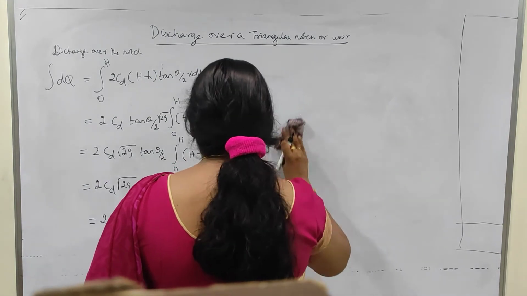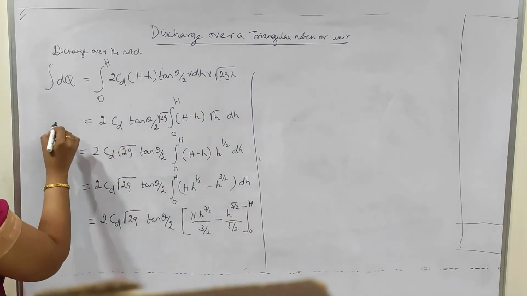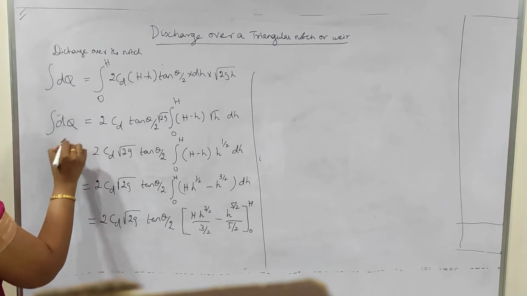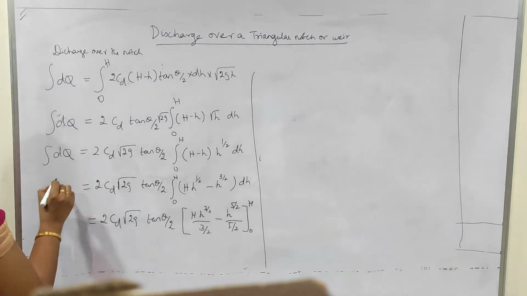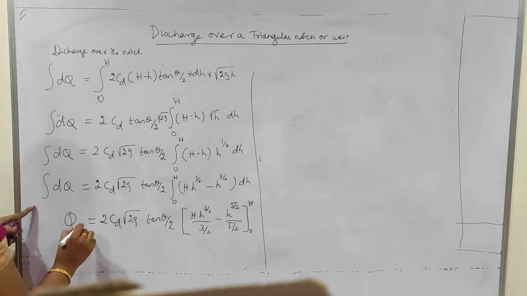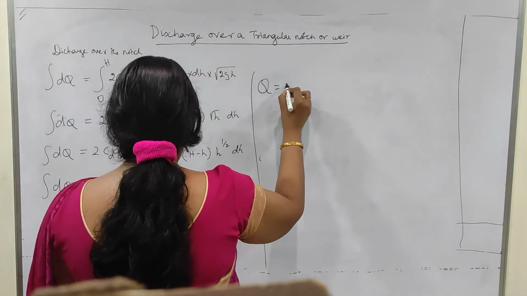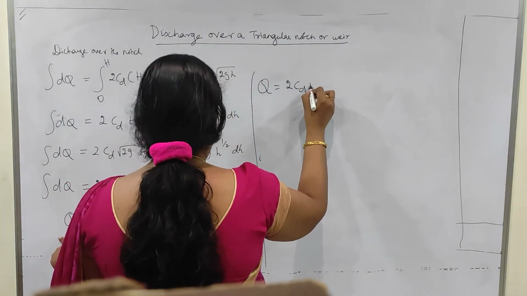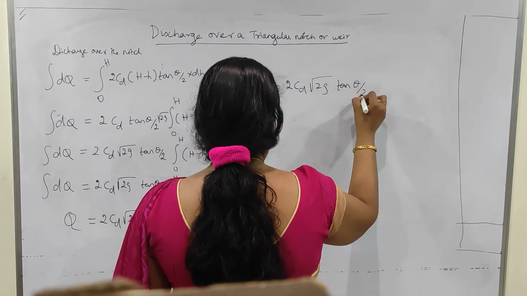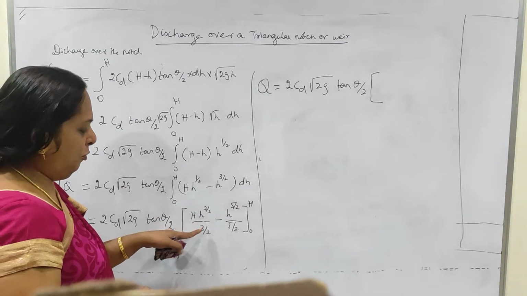So I am rewriting this equation. Here the integral of dq will become Q. Once the integration is over, I have started with integration, so my value is Q. Just rewriting here, Q is equal to 2 Cd root 2g tan theta by 2 into H into h to the power of 3 by 2 by 3 by 2.